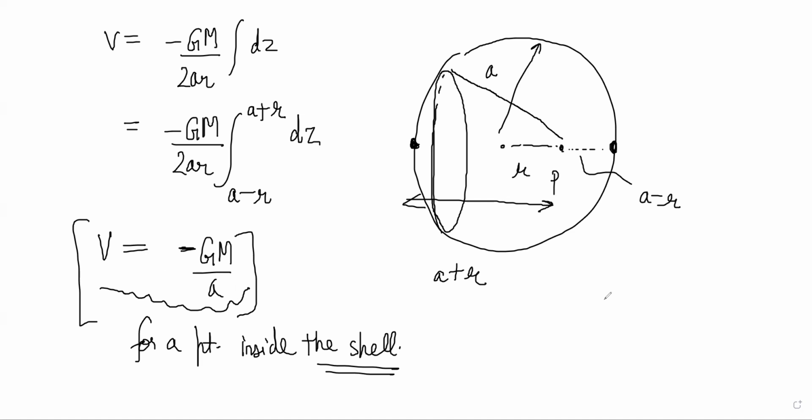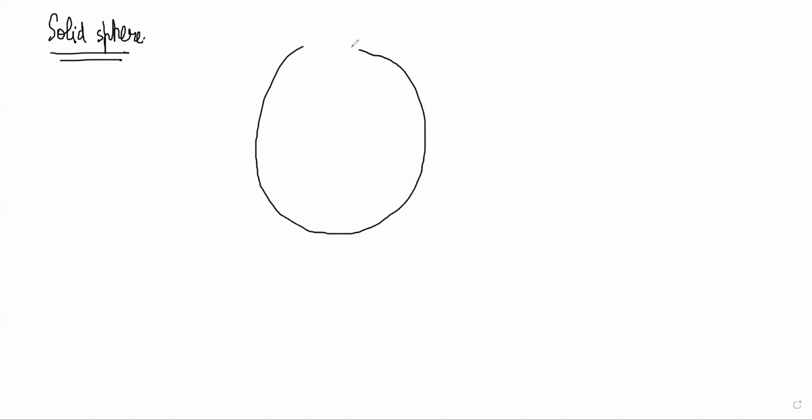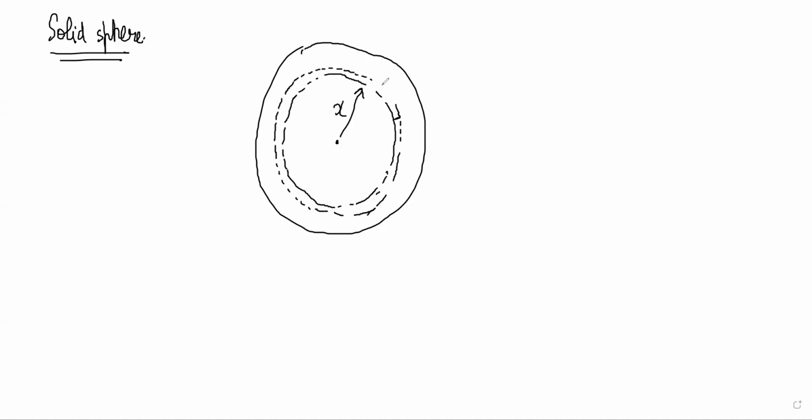Now, if you have the case where it is not a shell but a solid sphere, we will do the cases for this. For a solid sphere, obviously you should realize that a solid sphere can be made up of multiple shells. We will take a spherical shell like this. It has a radius of x, and let's say there is a thickness of dx. That's what makes it a shell. All the mass is contained in that dx portion.